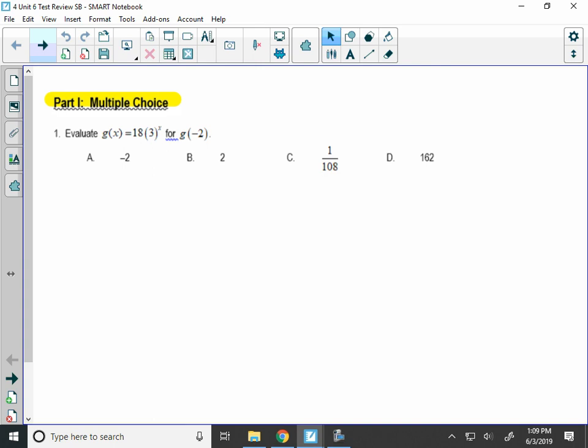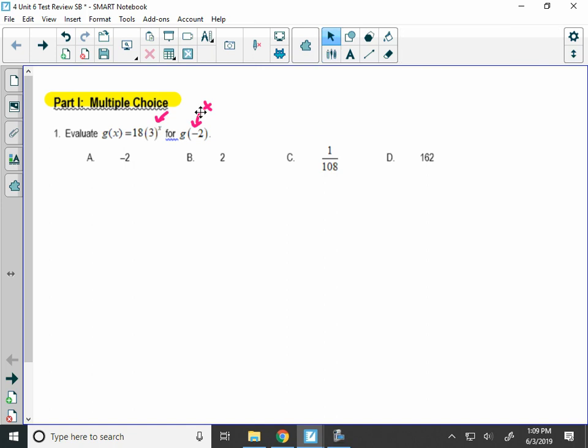So the first one says just evaluate g of x equals 18 times 3 to the x for g of negative 2. So you have to remember function notation back from unit 1. When you have a number inside the parentheses for function notation, that is an input, which is an x value. So that means our negative 2 is going to go in here for x.